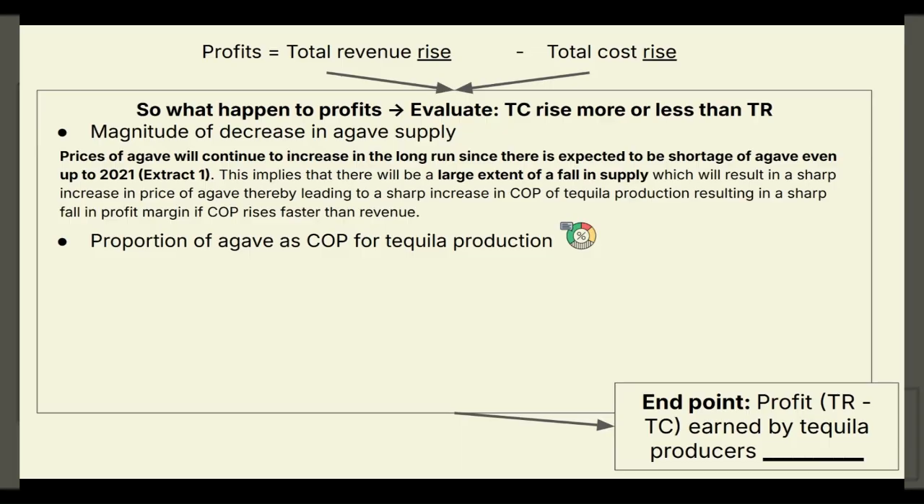So since agave is a factor input, producers will face a large increase in their cost of production. As a result, total cost will rise substantially as compared to total revenue. If total cost is rising more than total revenue, you will see profits falling. So in your endpoint, you can conclude that profits earned by tequila producers will fall. The next potential criterion you can use would be the proportion of agave as cost of production for tequila production.